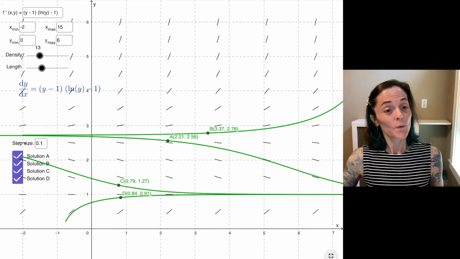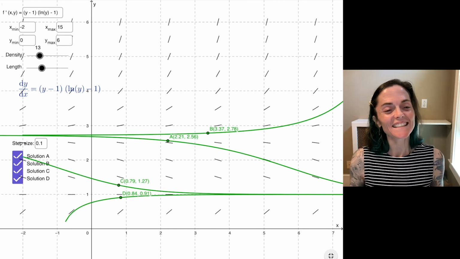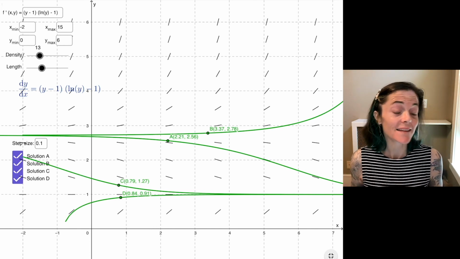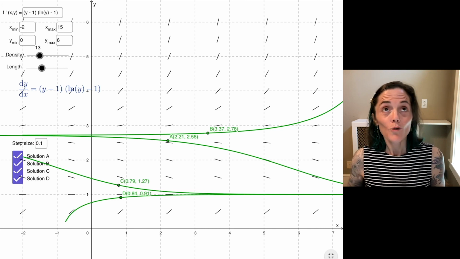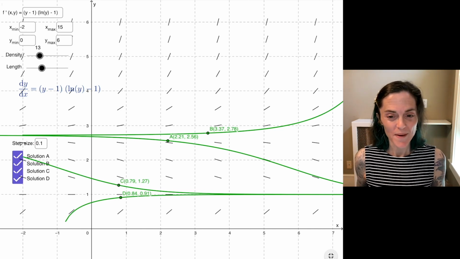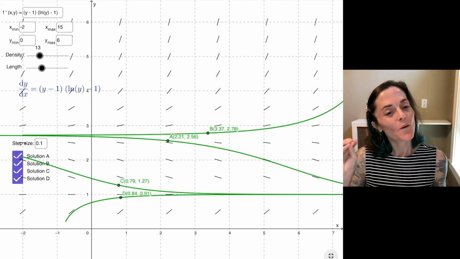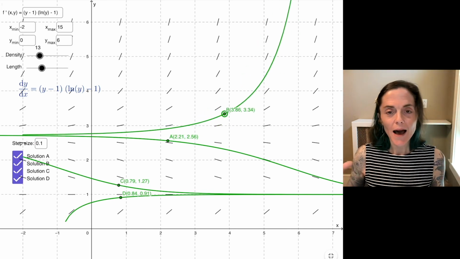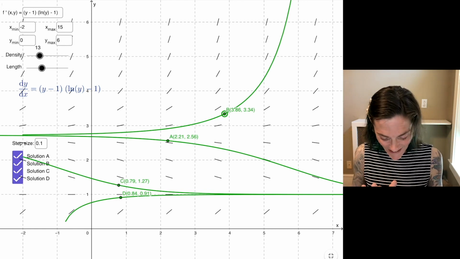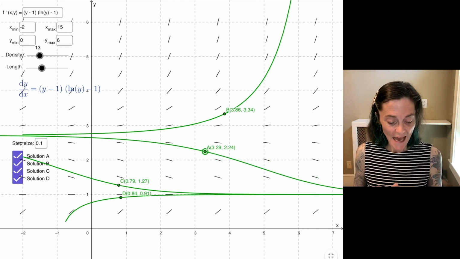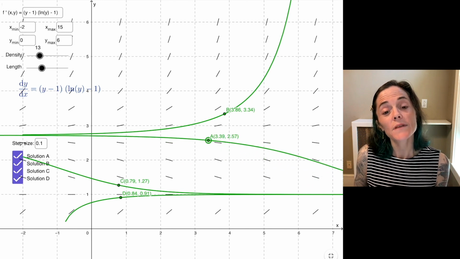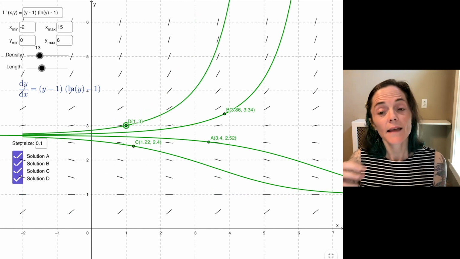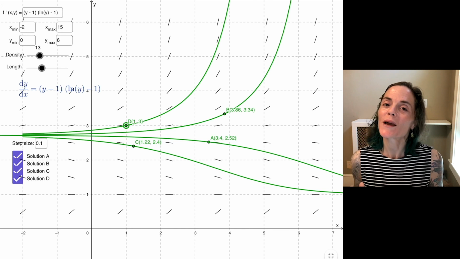GeoGebra again. Well, here we are looking at 4 solutions to dy dx is y minus 1 times ln y minus 1. We first had to factor to get the right-hand side of the differential equation of this form. Okay, so you see we had y equals e and y equals 1 for our equilibrium solutions. And e is about 2.7 or so. Irrational, but that is close to that. And you see, we have these 2 different solutions, or I can make more of them, close to y equals e, and they are all moving away from the equilibrium point y equals e.